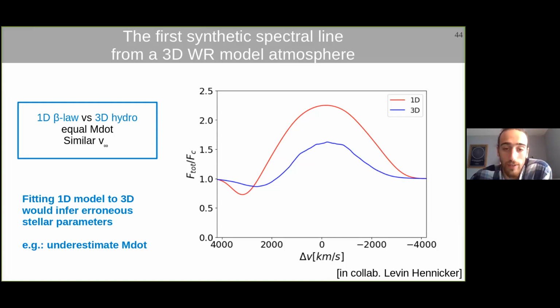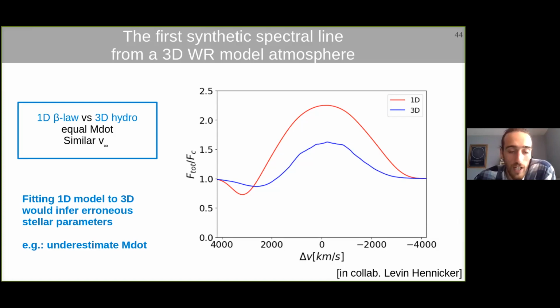The other way around, if you would use either a 1D or a 3D structure when fitting to actual observed spectra, this would have an effect on the stellar parameters that you infer from your spectral fitting. And as a matter of fact, 3D models are in this case just more correct than 1D models.